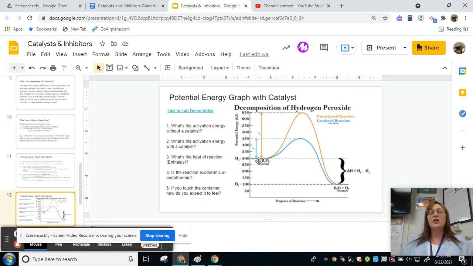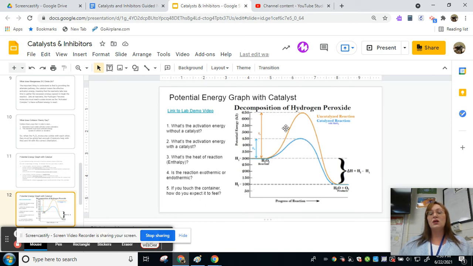So here on the left-hand side are my reactants, H2O2. Here on the right-hand side are my products, water and oxygen. And basically the curve shows the progress of the reaction. On the y-axis, we have the amount of energy that's stored in the bonds here. And I see that the starting energy for my hydrogen peroxide is 300 kilojoules. Kilojoules is the energy unit. And so I've labeled that here as HI, or initial heat. The final heat is HF, and I see that that is 100 kilojoules here.